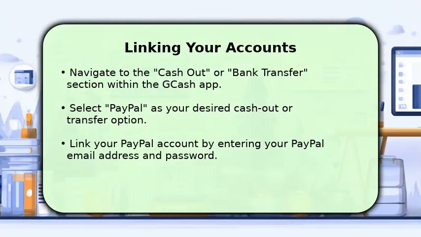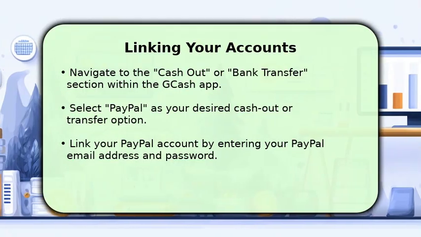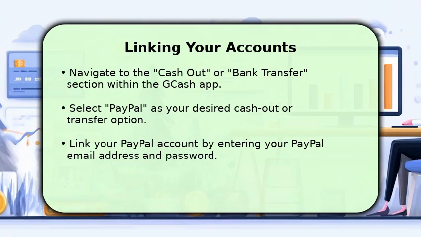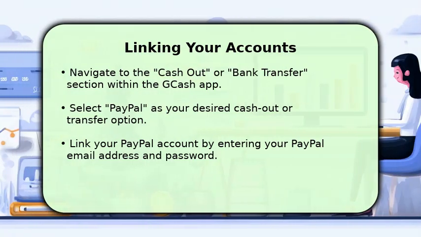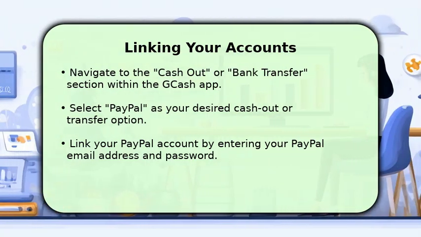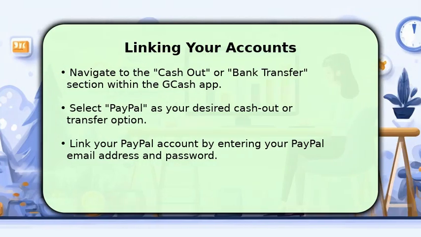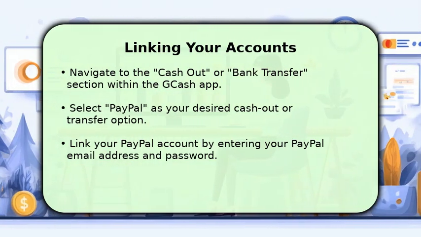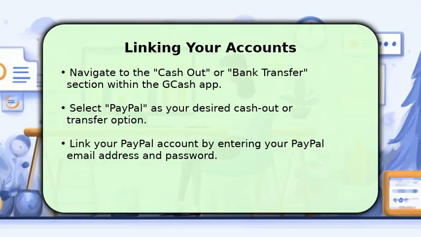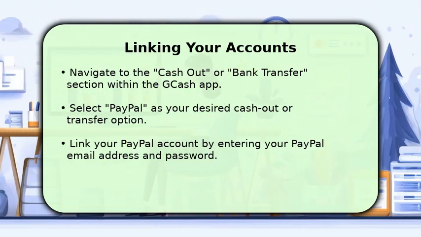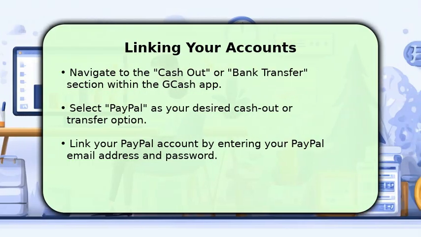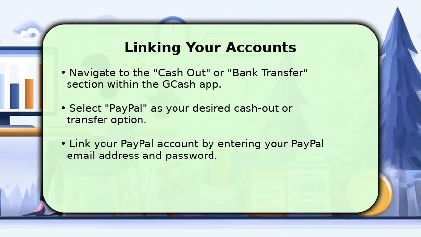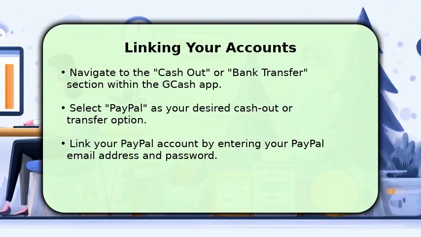Now, let's link your accounts. Inside the GCash app, find the Cash Out or Bank Transfer section. From there, choose PayPal as your preferred method for transferring funds. You'll then be prompted to enter your PayPal email address and password to securely link the two accounts. Complete any additional verification steps, such as a one-time password, to finalize the connection. This secure link is essential for enabling seamless transfers between your GCash and PayPal wallets.